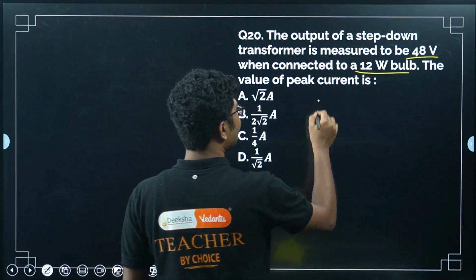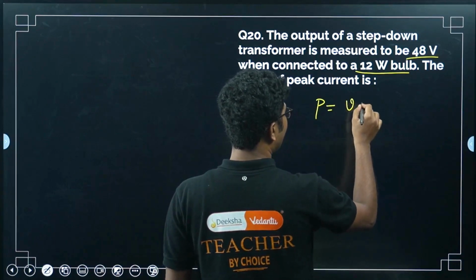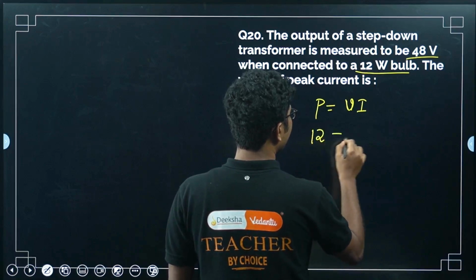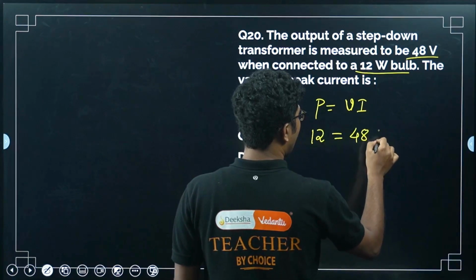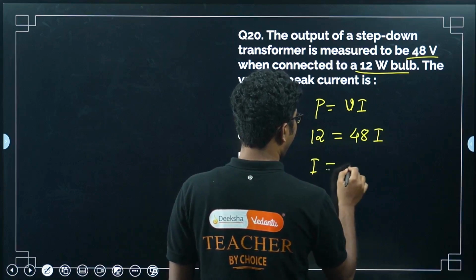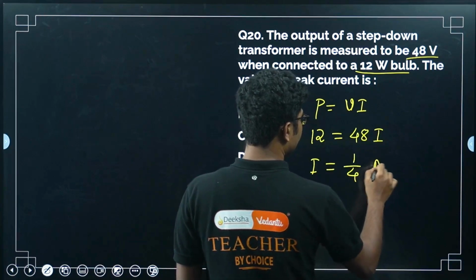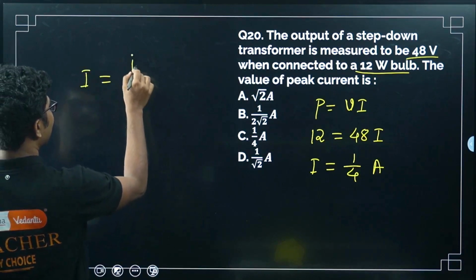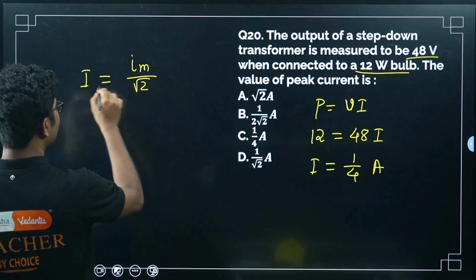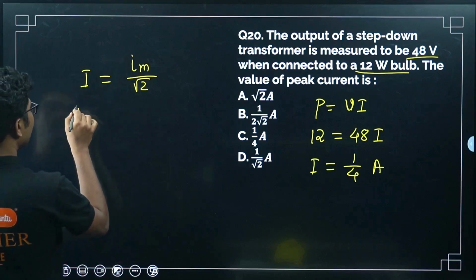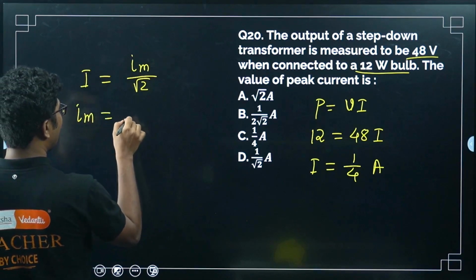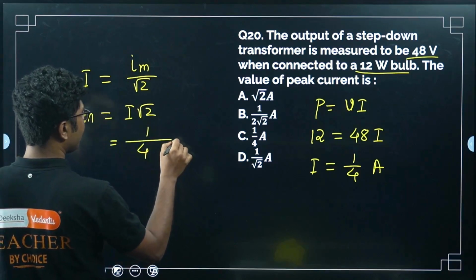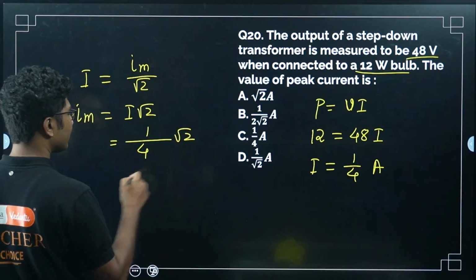So power is basically VI. Everything is in RMS. So power is 12, V is 48, I is 1 by 4 amperes, right? So this is the current. Now this is nothing but peak current divided by root 2. This is the RMS current, right? So peak current should be I root 2, that is 1 by 4 times root 2. So how can we solve this?